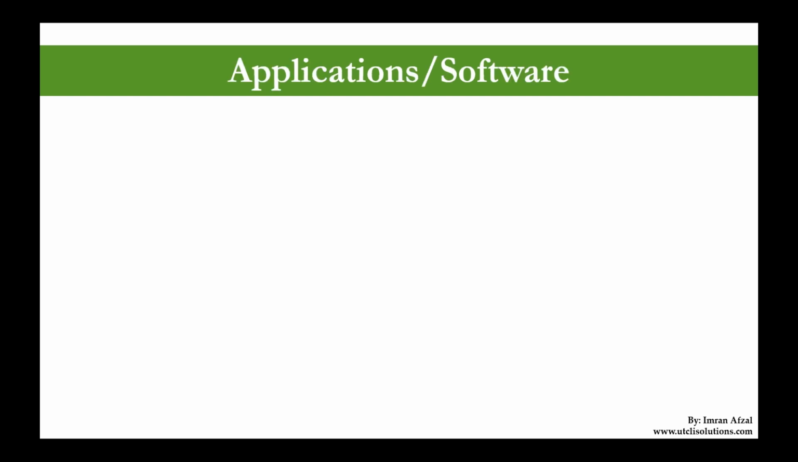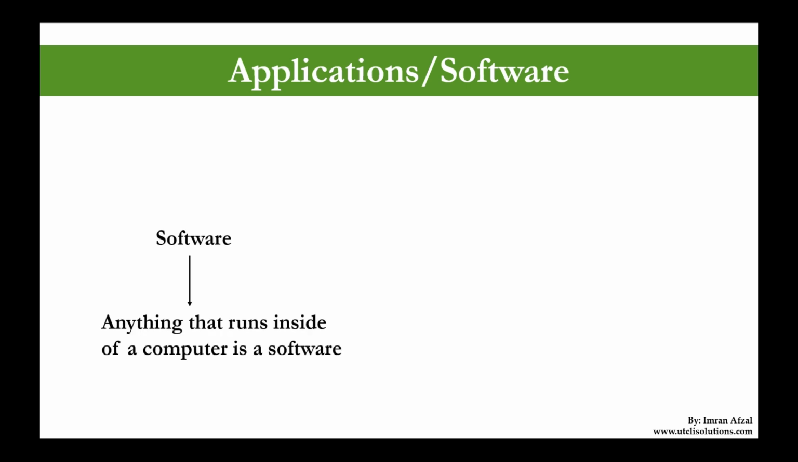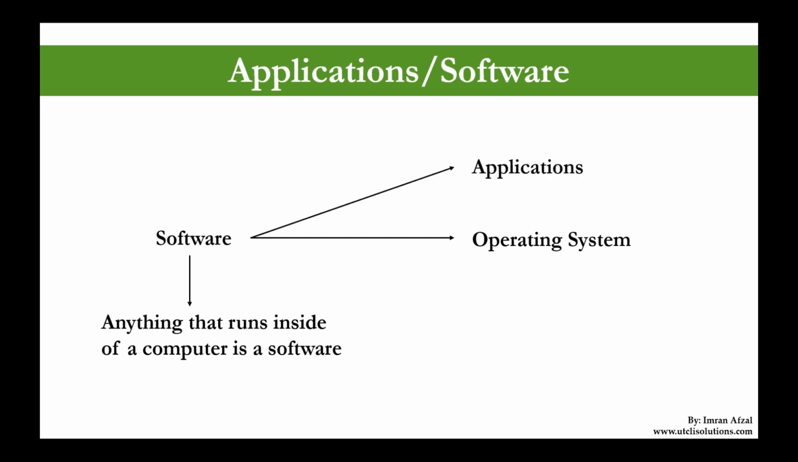To further clarify the difference between software and application, software is anything that runs inside of a computer. So software can be an operating system because it is something that you cannot touch and it goes inside of your computer. Software can be an application that you create with a combination of a program or multiple programs. So anything that is inside of your computer is software, and software is a very generic term that is used for all those coding programs that you create to run your computer.